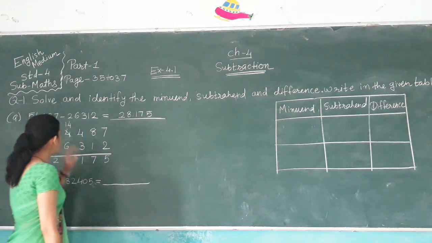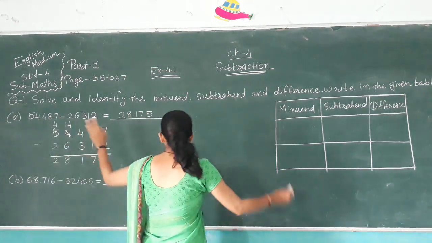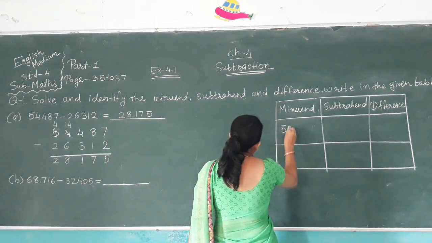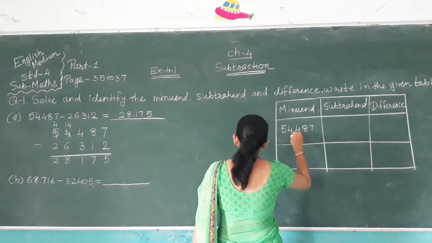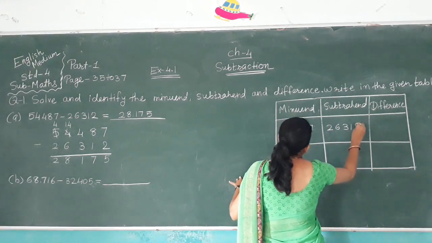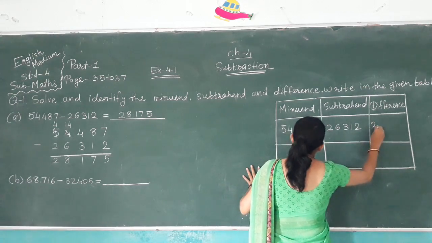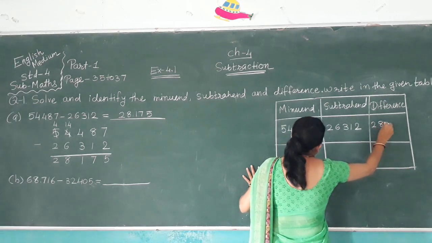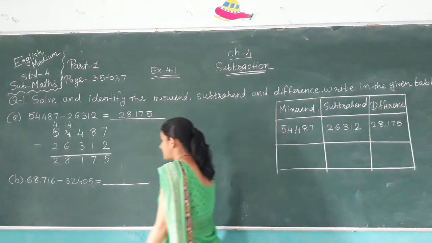28,175. First we arrange both numbers in the table. Minuend. Minuend is 54,487. Subtrahend is 26,312. And we get the answer, it is called difference, the result, 28,175. Now next one.